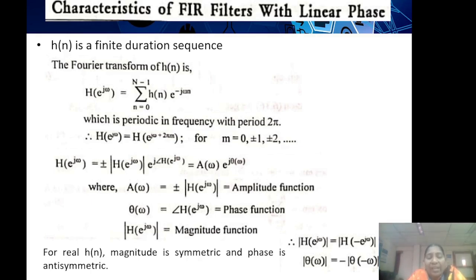So for any frequency response of the signal, the magnitude is symmetric and the phase is antisymmetric. This is proved by modulus of h of e power j omega equal to modulus of h of e power minus j omega. So this shows the magnitude is symmetric, and theta of omega equal to minus theta of minus omega. So here we have a minus sign before that term. Hence the phase is antisymmetric.